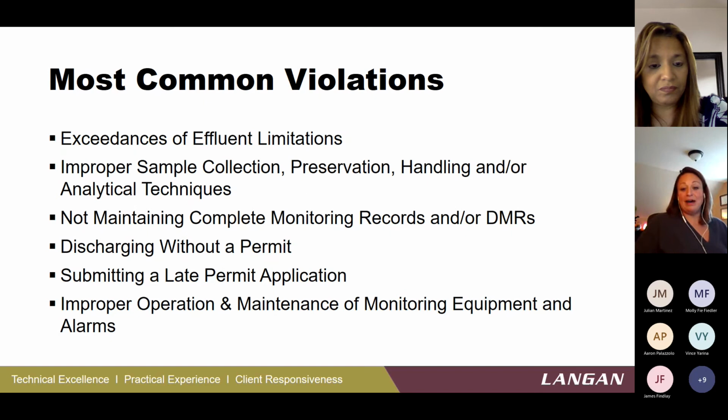Discharging without a permit. So having sources that aren't covered under your permit. Maybe you added something, maybe you missed something, but discharging without a permit is a major issue. Submitting a late permit application. That one can wreak havoc because in some cases, if your permit expires, you're out of luck. You have to stop discharging. And then improper operation and maintenance of monitoring equipment and alarms.